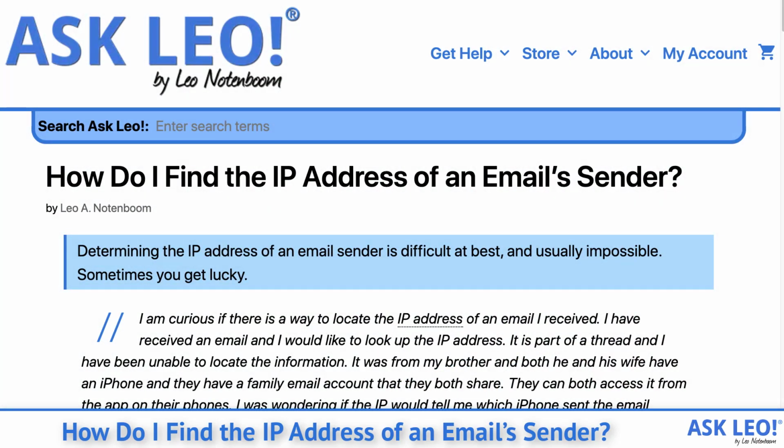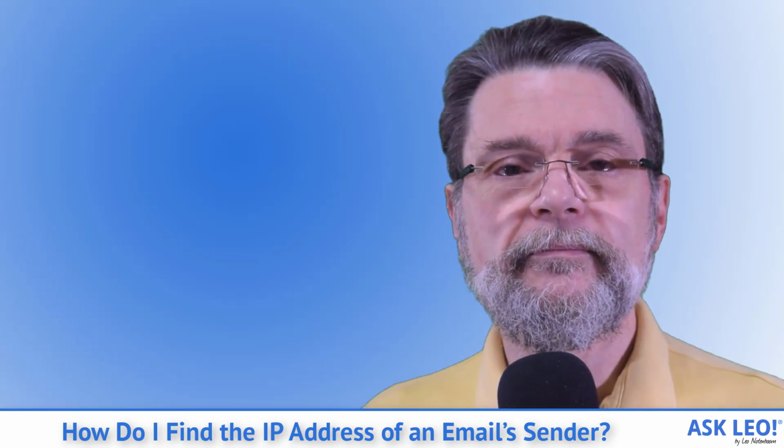How do I find the IP address of an email's sender? Determining the IP address of an email sender is difficult at best and usually impossible. Sometimes you get lucky.